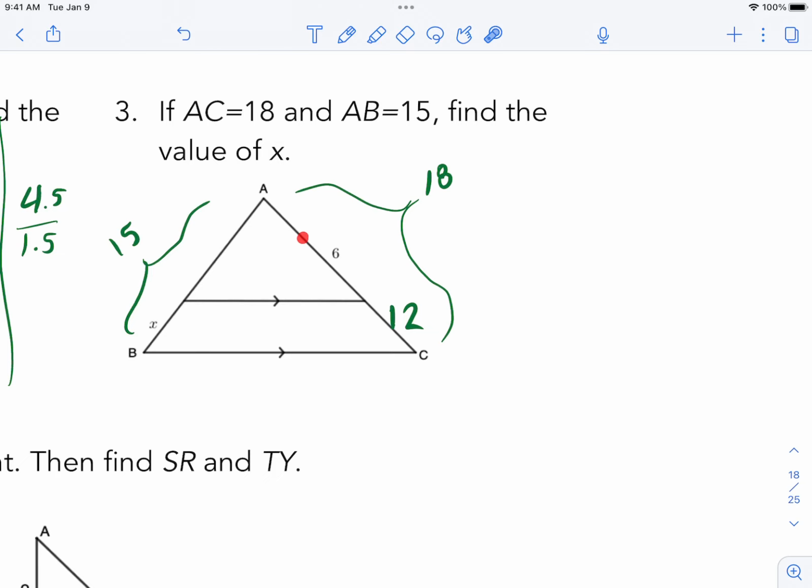Well, because these parts are proportional to each other, you can think about it this way. 6 times what gives me 12? I times it by 2. That'll give me 12. And so you're taking whatever the length of this side is, and that will give you 12.